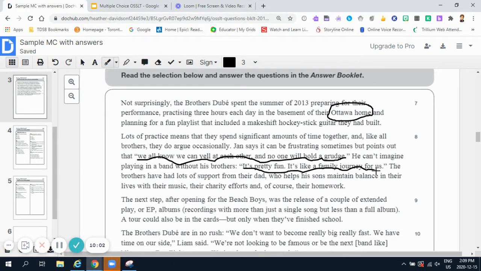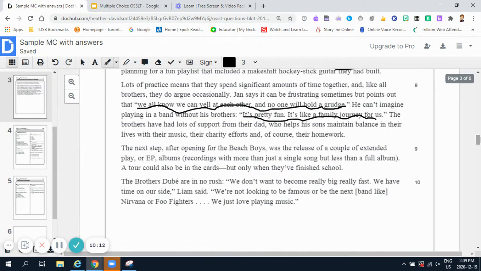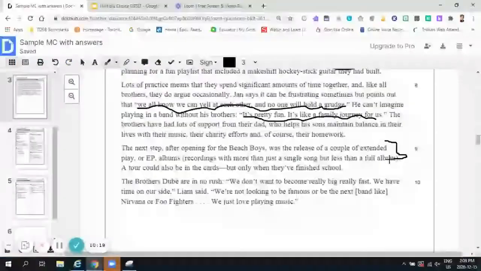The brothers have had lots of support from their dad, who helps his sons maintain balance in their lives with their music, their charity efforts, and of course, their homework. The next step after opening for the Beach Boys was the release of a couple of extended play, or EP, albums. That's a big deal, so I'm just going to highlight it.